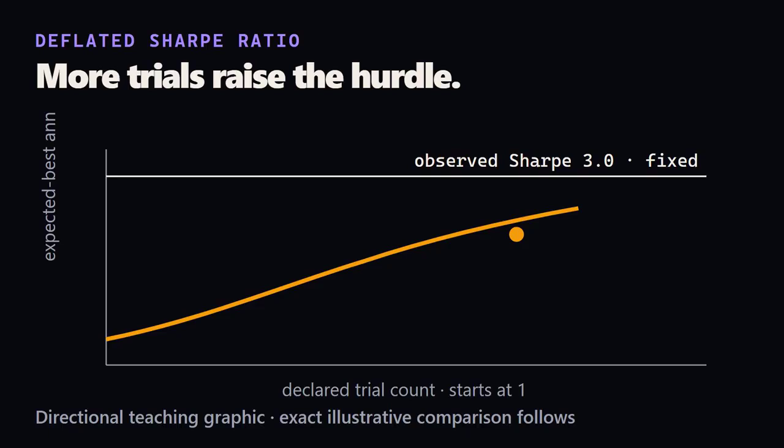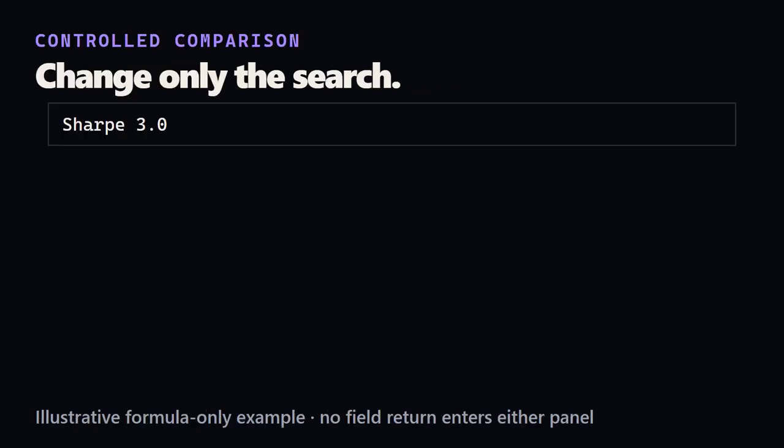Here is a clearly illustrative comparison using the pinned formulas, not a market result. Both panels use annualized Sharpe 3, 252 daily observations, skewness minus 0.4, and raw kurtosis 4.5. The PSR target is 0. We will change only one input, 4 declared trials on the left, 100 on the right. No field return enters either panel.